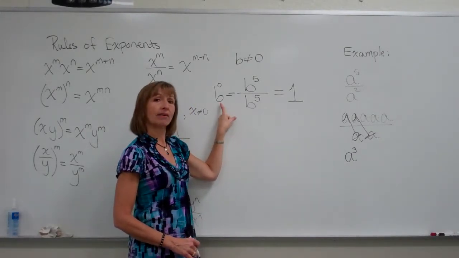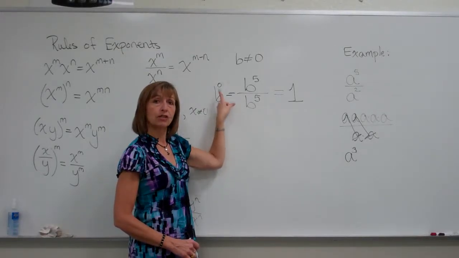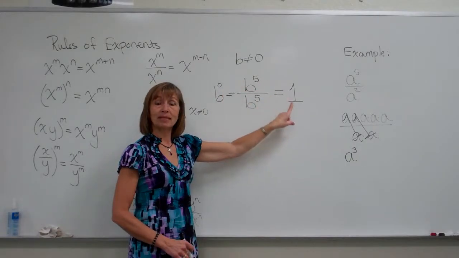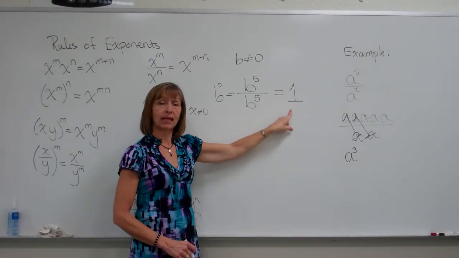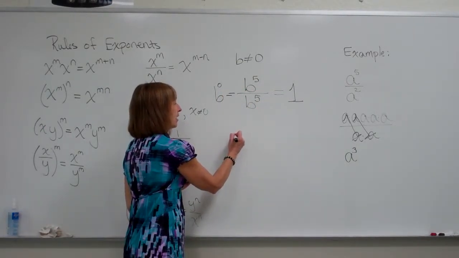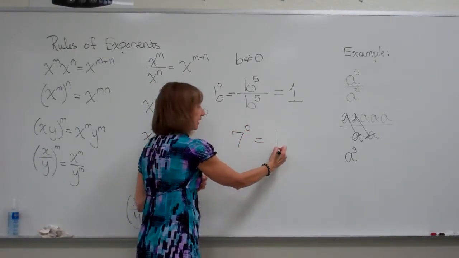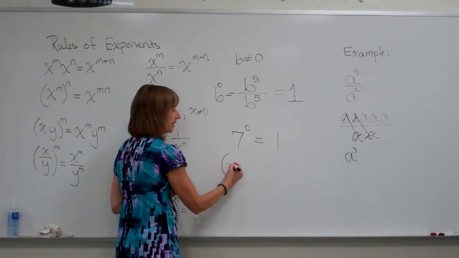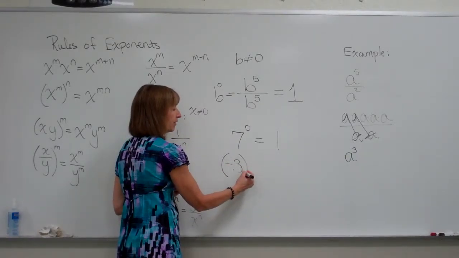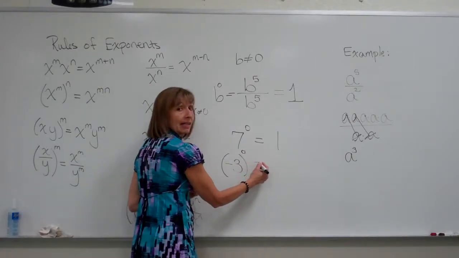So when we have our base, our exponential expression of our base to a 0 power, that means the number 1. So even if I had 7 to the 0 power, that's 1. If I have in parentheses negative 3, and outside the parentheses to the 0 power, that's 1.